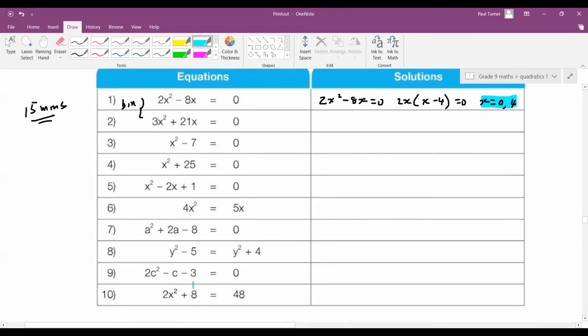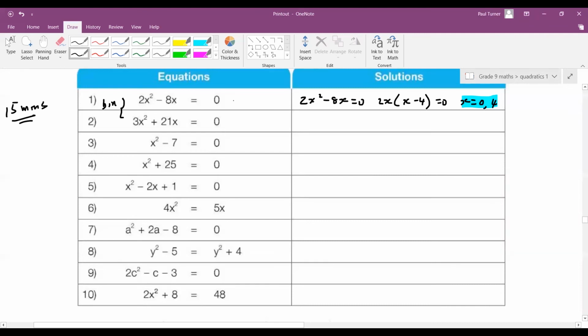Some of these you may need a bit of space. You can just write on the side here if you're using a tablet. I'll go through a few of the solutions now, just so you can check what you're doing.